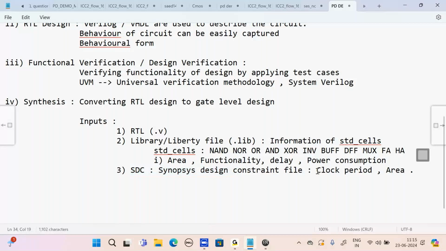For the time being, you understand that you have what? Clock period. So your tool should convert your RTL to what? Gate level design. While converting, it has to meet what? It has to work with this clock frequency. Clock period means it's the inverse of what? The inverse of clock frequency is called what? Clock period. So your design should work with this clock frequency. That is the constraint you are putting here. So your tool will convert your RTL to gate level design. Then what is the output? What is the output of this?